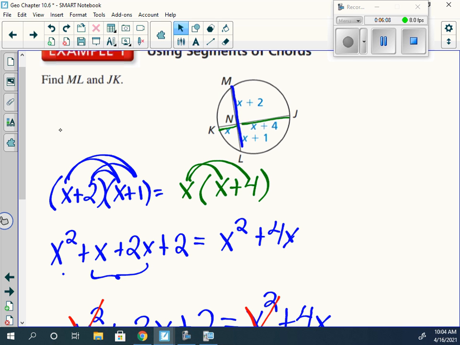So here, it's part of the line. Since x plus 1 and x plus 2 are part of the line, the chord ML, they go together. Since x and x plus 4 are part of the line JK, those go together. Now, the order in which we place them really doesn't matter, because when we use multiplication, 4 times 2 is the same as 2 times 4. We can do it in any order. So we could have had x plus 1 times x plus 2, or as we have it here. But we cannot switch out x plus 1 and x, because they're part of different chords.